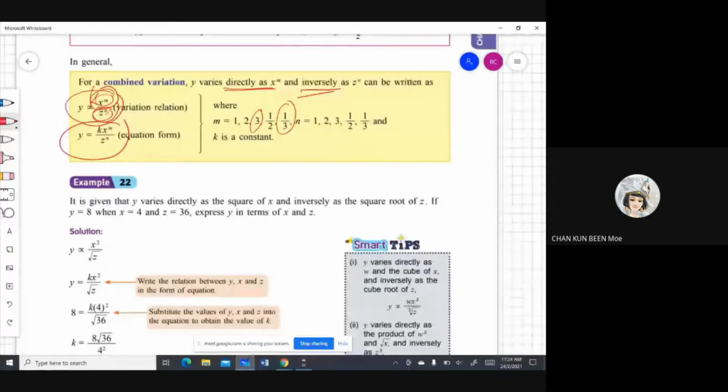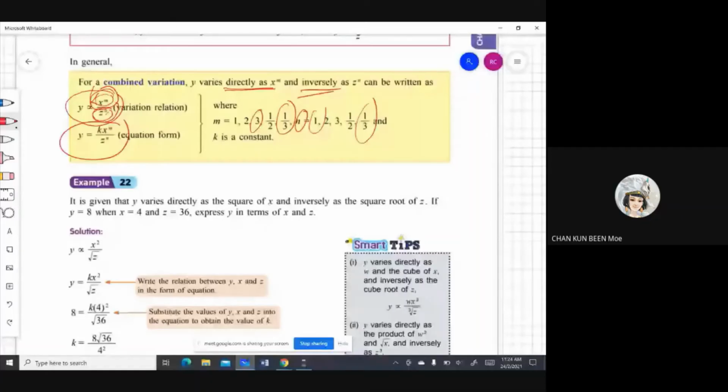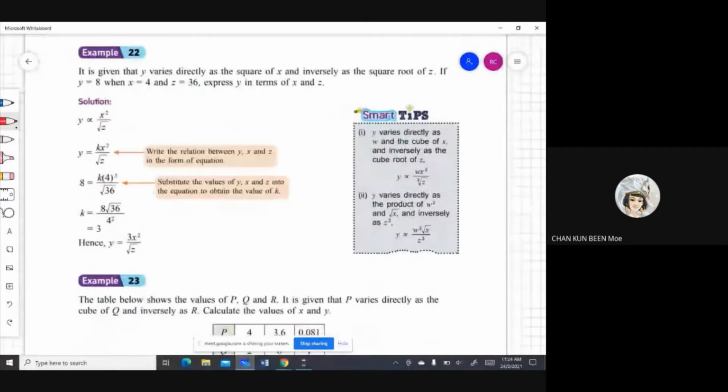Now we go to example 22 here. We can finish this very fast actually, because you already know the first two variations. So this one won't have any problem for you. It is given that y varies directly as the square of x, and inversely as the square root of z. So inversely, you put it down here as the square root of z. Okay, so it is like this.